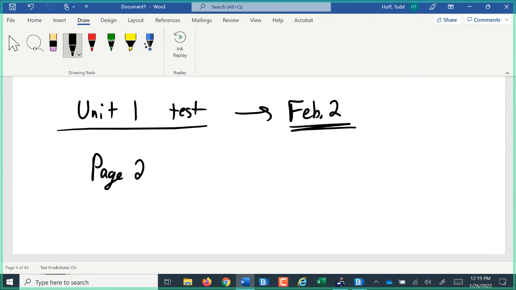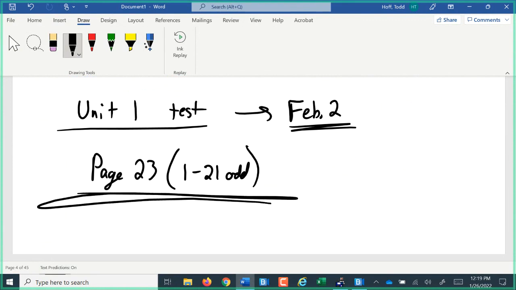page 23 in the book, 1 through 21, the odds. Normally I say skip over some of the first ones if they're simpler. There's not a lot here. There's only 11 problems here. So please do them. At least definitely do the harder ones at the end. But a little bit smaller assignment today.